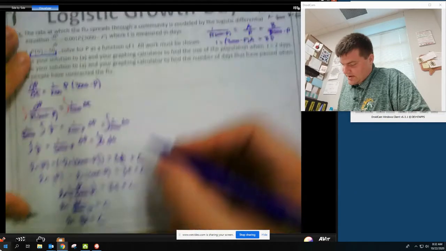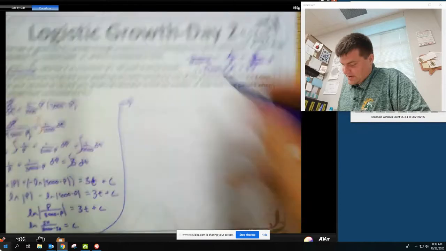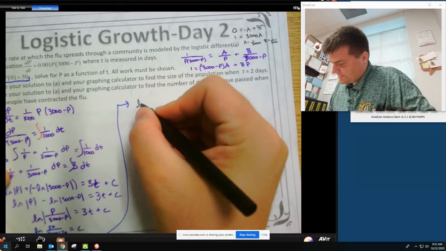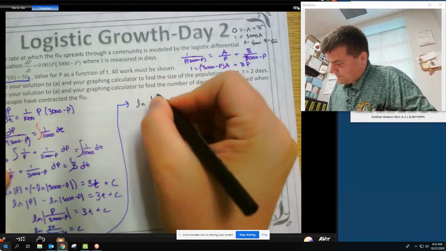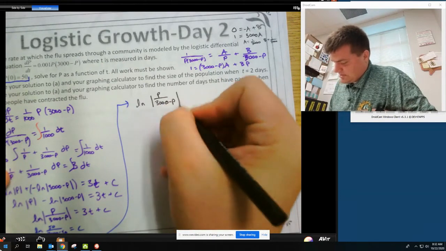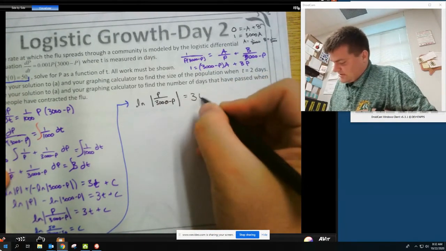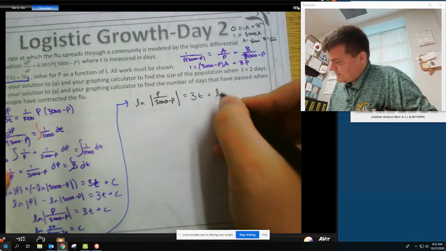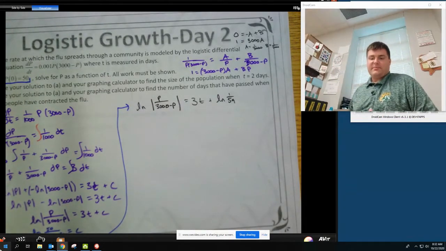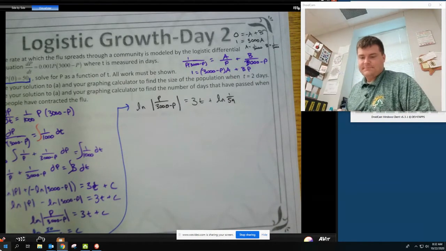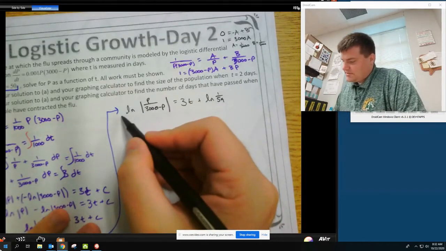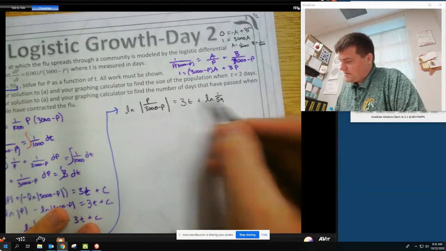All right, so coming back up here. This equation now, I have not solved for p yet, but I do have my c value. So ln of p over 3000 minus p equals 3t plus ln 1 over 59. We didn't even solve for p yet. So how are we going to do that? How do you solve for p? You raise everything to the e. So raise this entire thing to the e and raise this entire thing to the e.